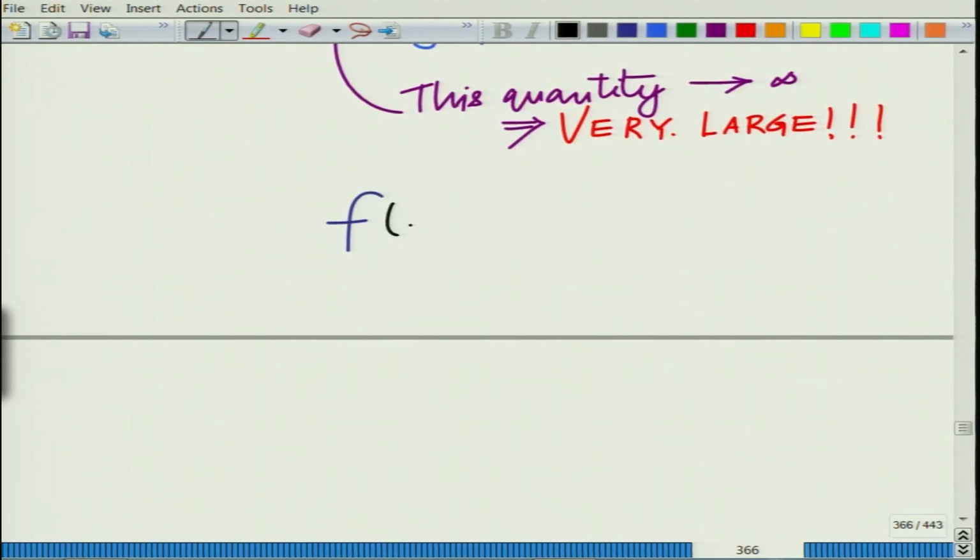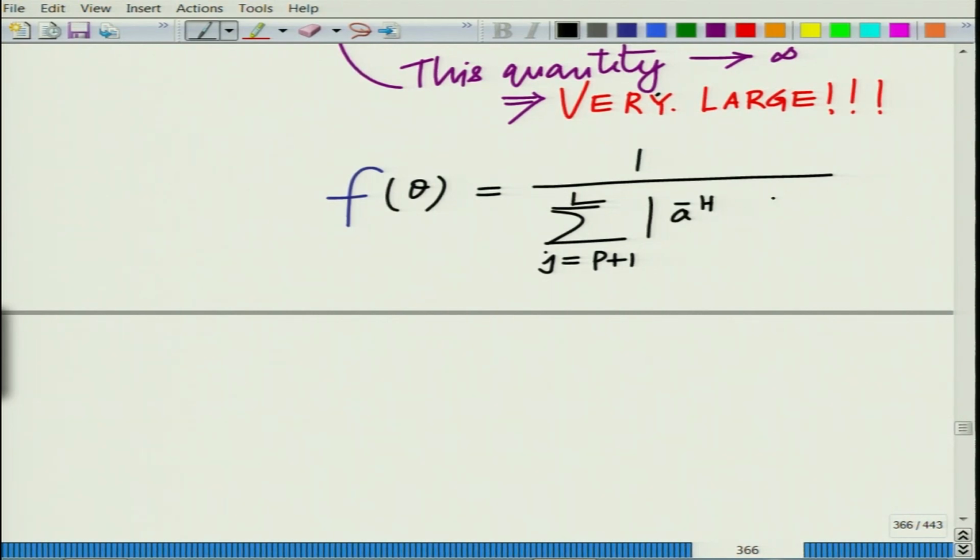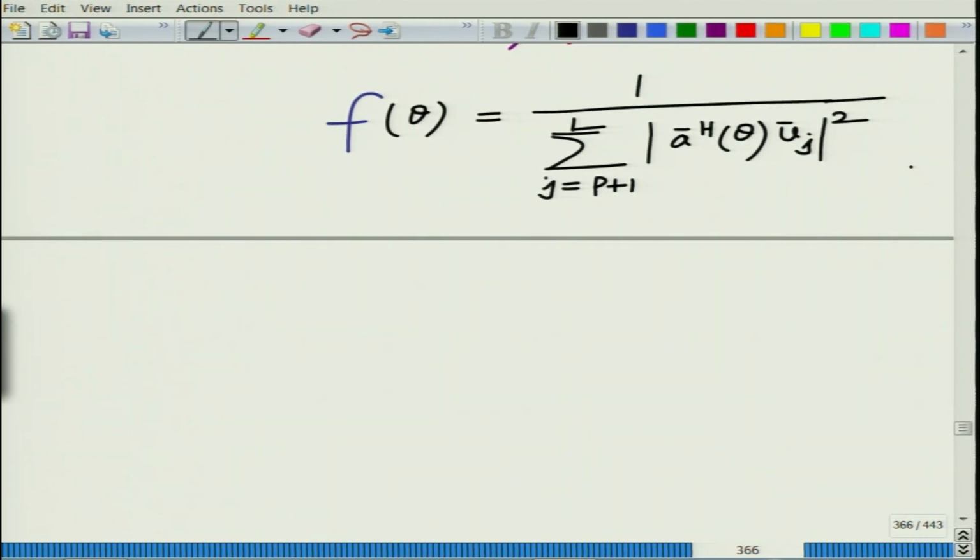Call this your f of theta, which is equal to 1 over summation j equal to p plus 1 to L magnitude A theta bar Hermitian A bar Hermitian theta times u bar j whole square. So, plot this as a function of theta, plot f of theta.